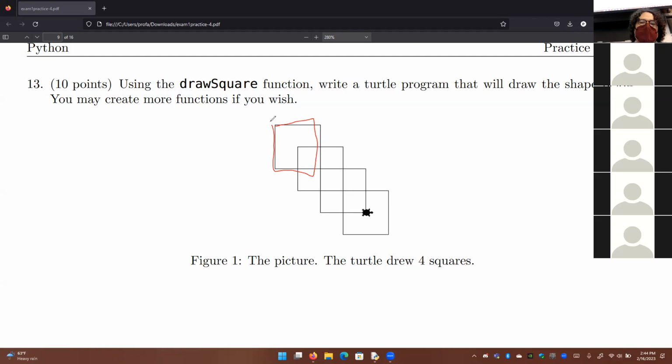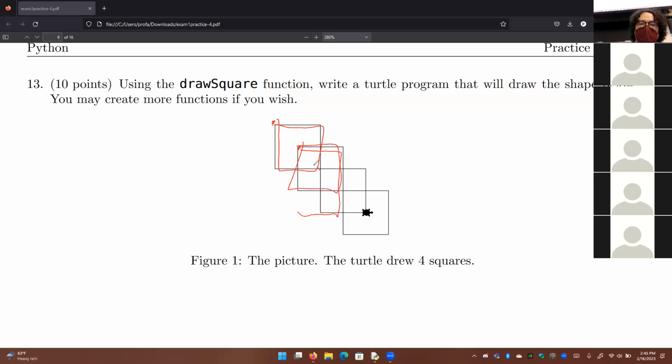Because it's going this way, it makes sense that Bob should be turning right as opposed to left, because if it was left, we'd be basically drawing stuff up. It doesn't really matter, though. We can assume Bob starts here and draws our square, and then we have to get Bob down to here so that he draws his next one. Make sense?